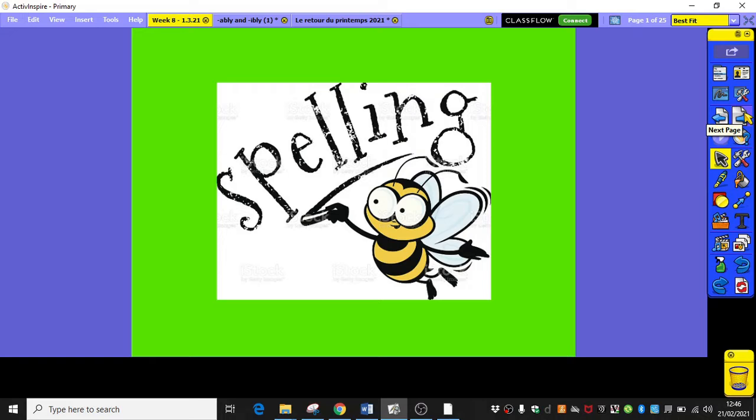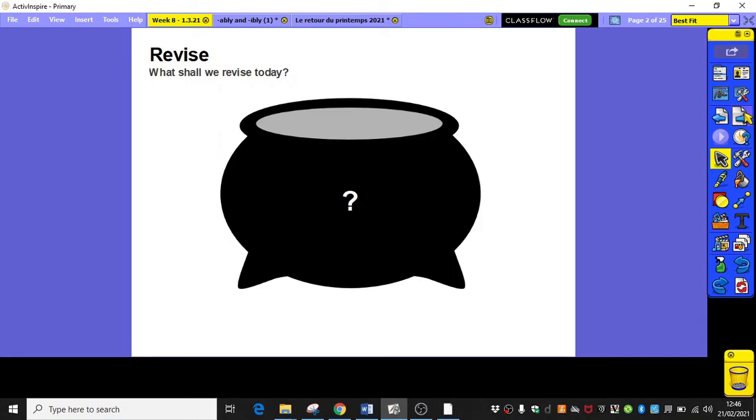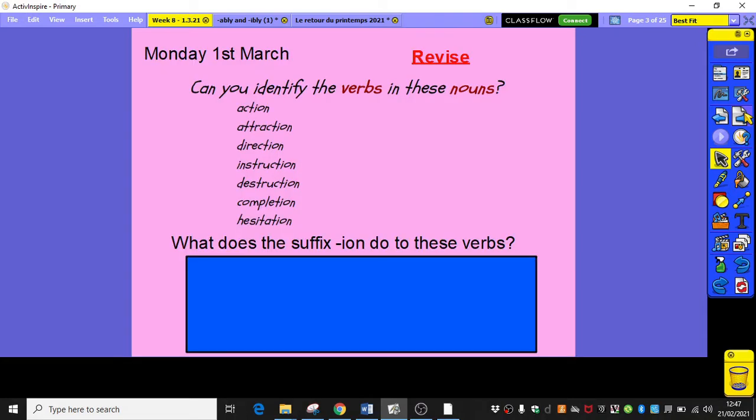Now what we're going to look at today is something we looked at last half term when you were at home. So in the first couple of weeks when you were doing your remote learning, we looked at this particular thing. So what are we going to revise today? What am I going to pull out of the cauldron that we're going to practice today? This is what we're going to do today. Can you identify the verbs in these nouns?